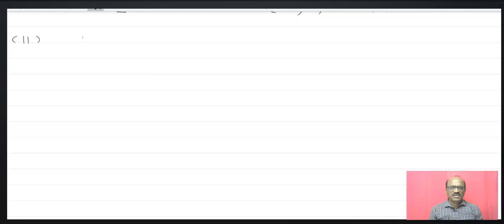Now example number 11: 2 raised to 4n minus 1 is divisible by 15.